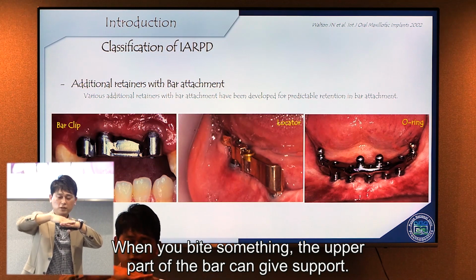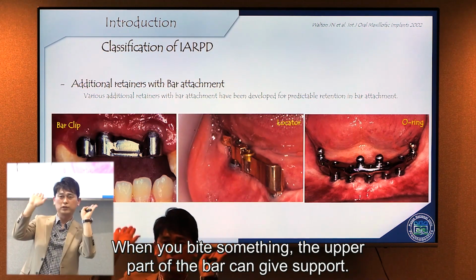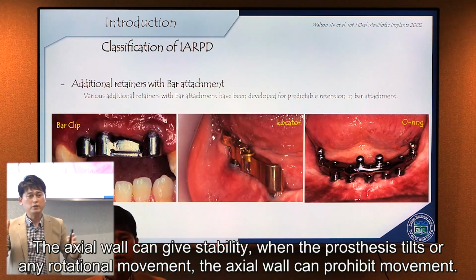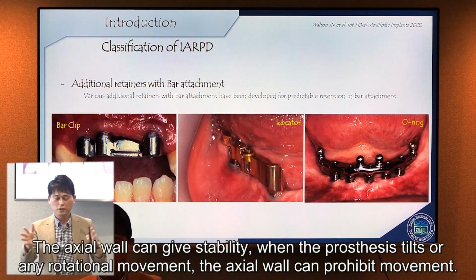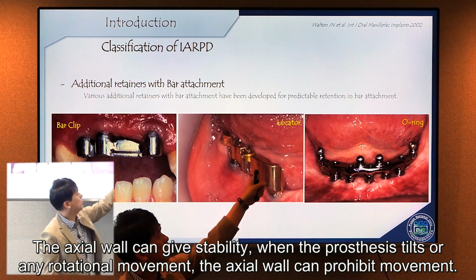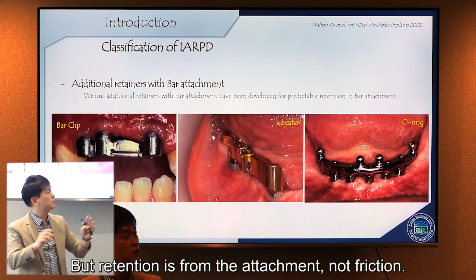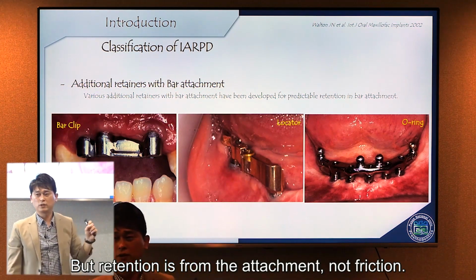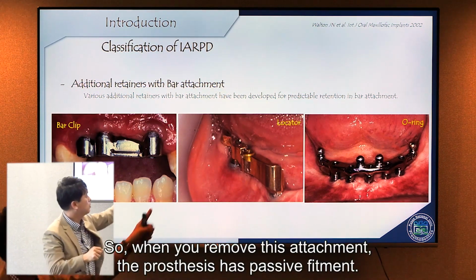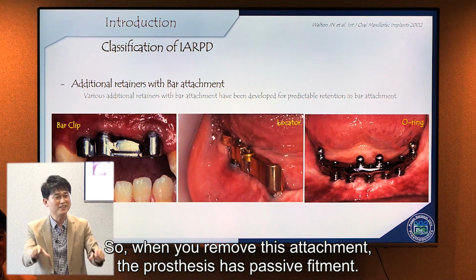The upper part of the bar can give the support, and then the axial wall can give the stability. When the prosthesis is tilting or in rotational movement, the axial wall can prohibit it. But retention is from the attachment, not friction. So when you remove this attachment, the prosthesis is a soft, passive fit.